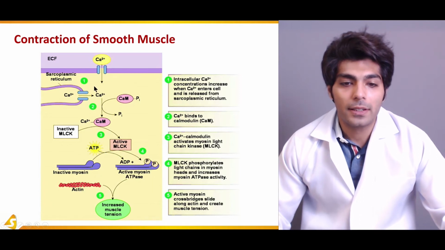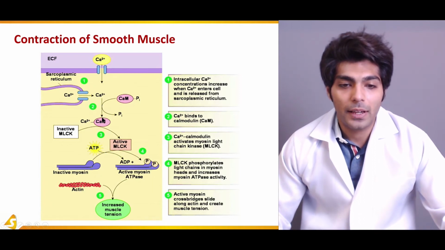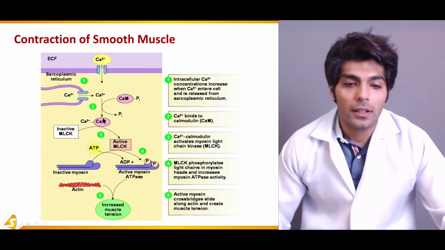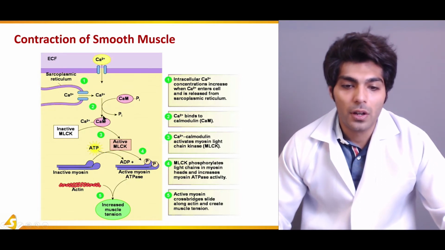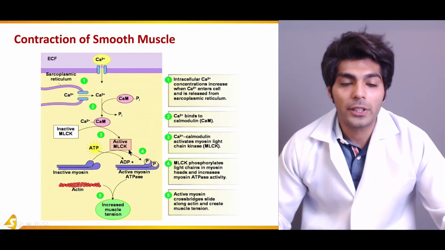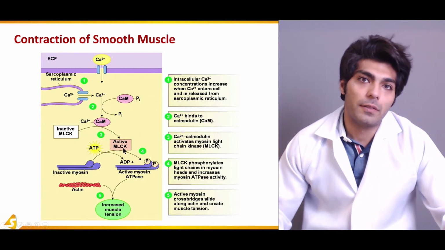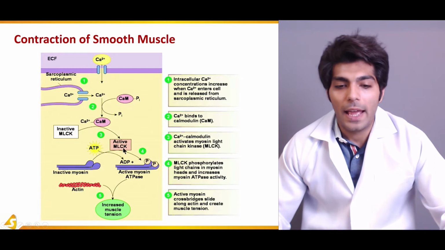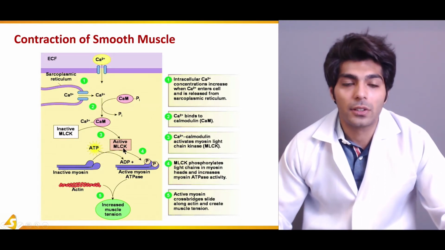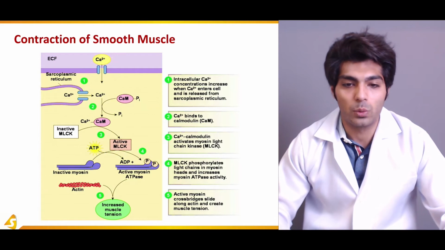Once the calcium enters intracellularly, it attaches with the calmodulin protein, and once it does, it causes the phosphorylation of the myosin head, by myosin light chain kinase. With the help of myosin light chain kinase, the ATP is converted to ADP and phosphate bonds are released, and then the actin and the myosin filaments form cross bridges, there is increased muscle tension, and contraction in the smooth muscle is witnessed.